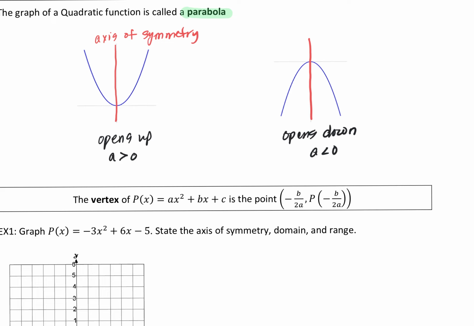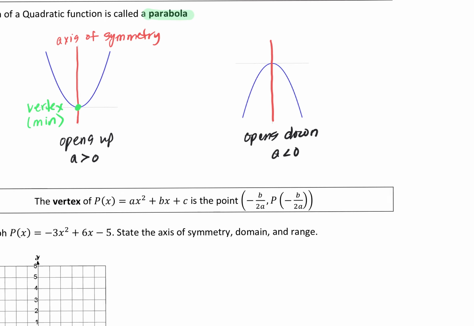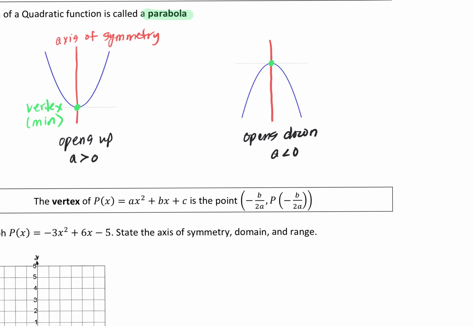The most important point on our parabola would be the vertex. In the case where we're opening up, the vertex would be the lowest point. So since it's the lowest point, we say that it gives us the minimum value, and I'll just write min. In the case where we have opening down, our vertex would be the highest point, so it's going to give us a maximum value. When we talk about minimum and maximum values, we're talking about the y values.